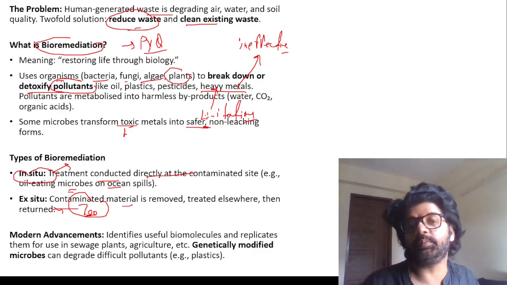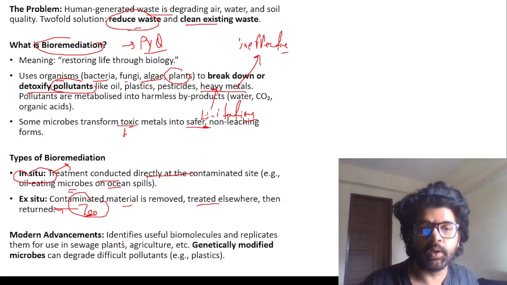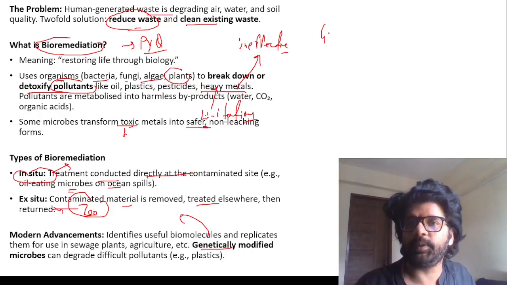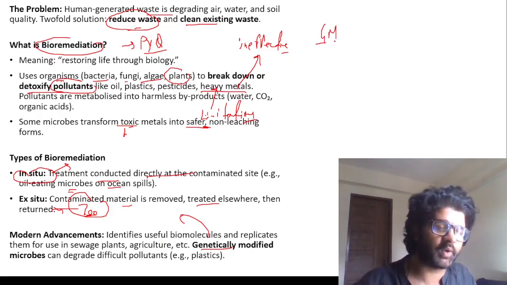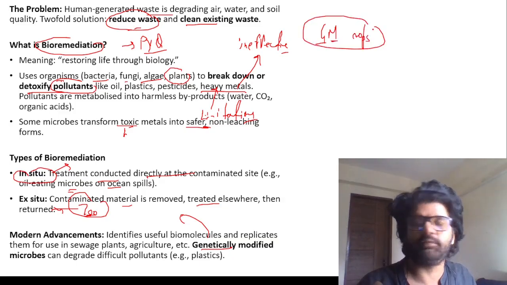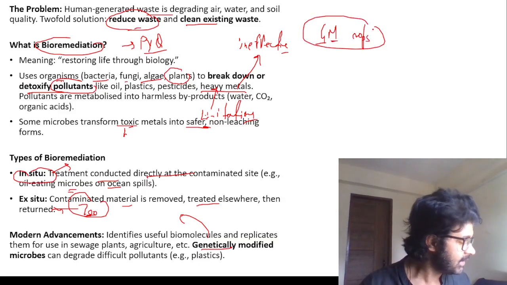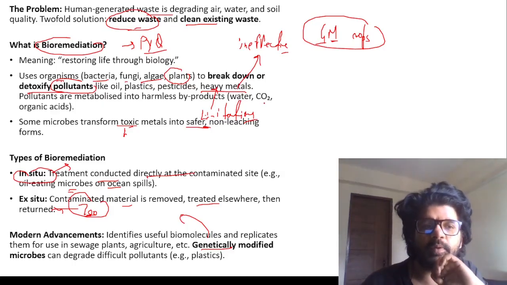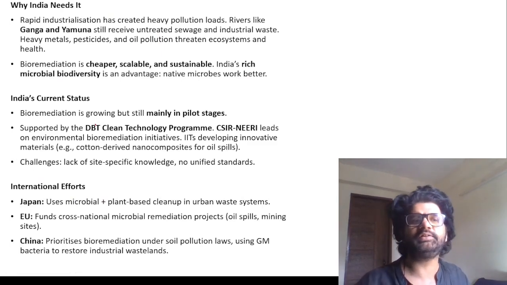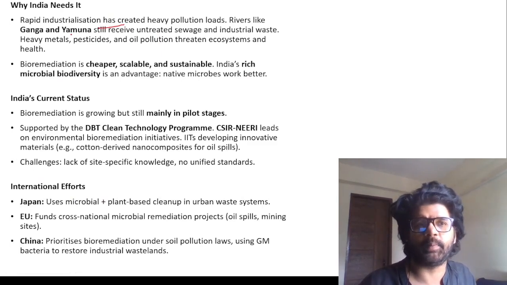Ex situ: contaminated material is removed, treated elsewhere, and then returned. Modern advancement: now we are using genetically modified microbes, and that is good. But again, we know in India people are resistant to GM crops and such, as they feel genetically modified organisms can impact our health. So people have to be taken into confidence when doing all this. India needs it because rapid industrialization is happening. The Ganga and Yamuna are so polluted, so we need it.